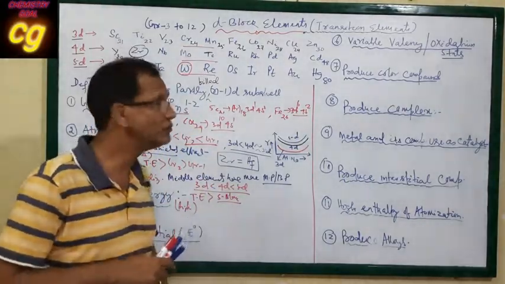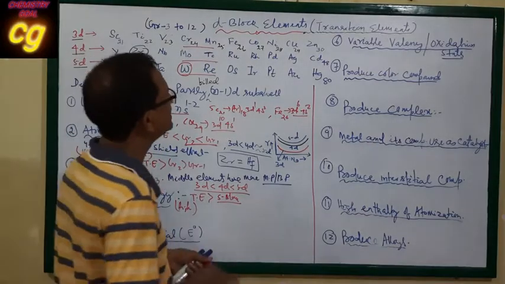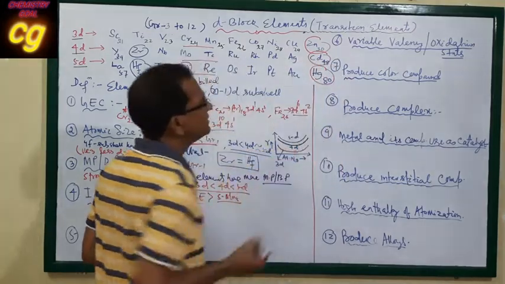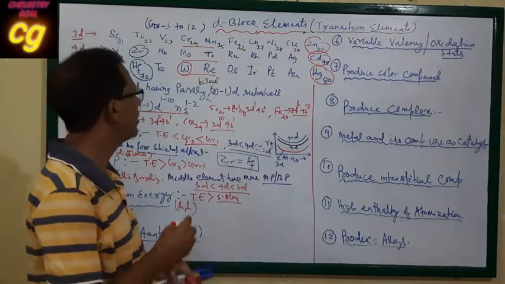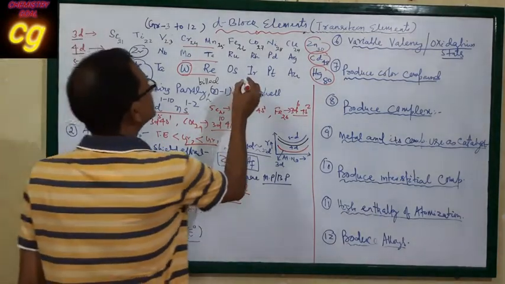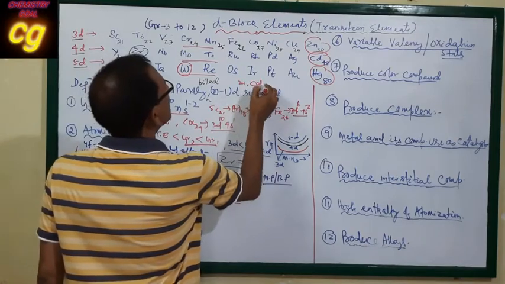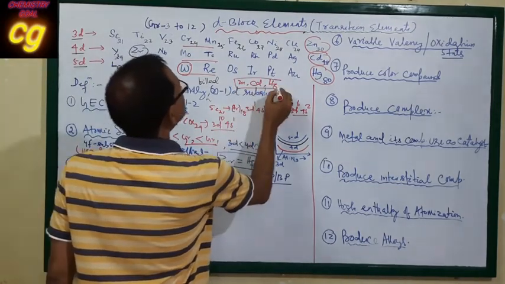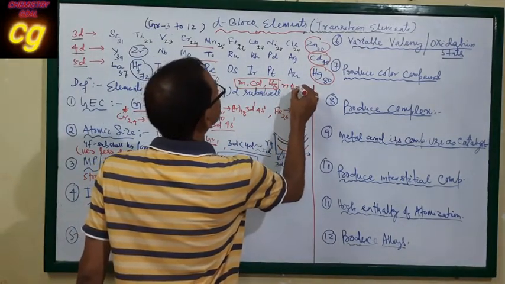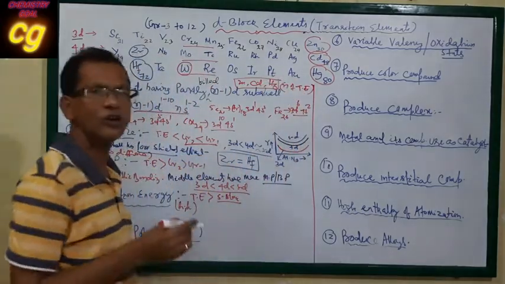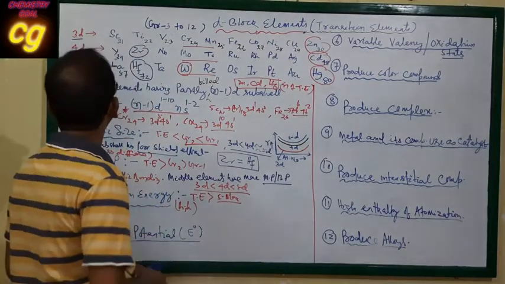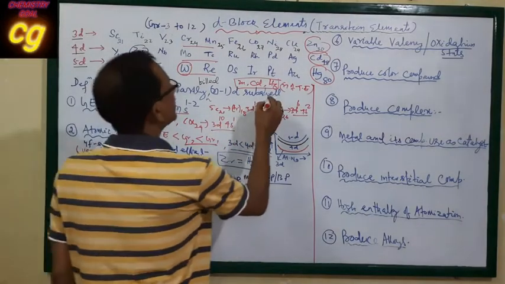Another thing I forgot to tell: these last three elements, zinc, cadmium and mercury, are generally not considered as transition elements as per the definition. Why are these not considered transition elements? Because they have which type of configuration? 3d10, if you see the definition.